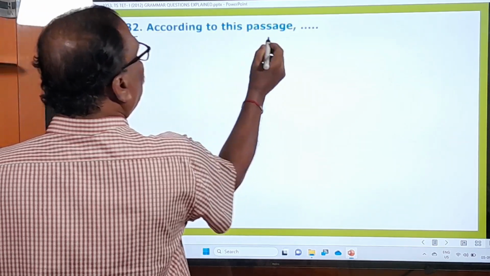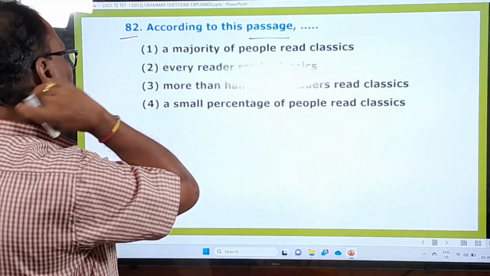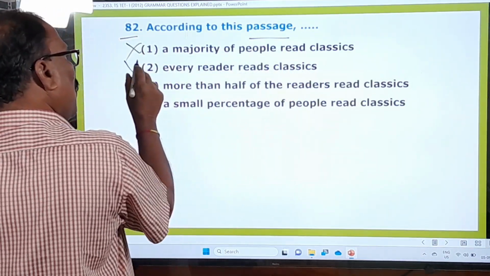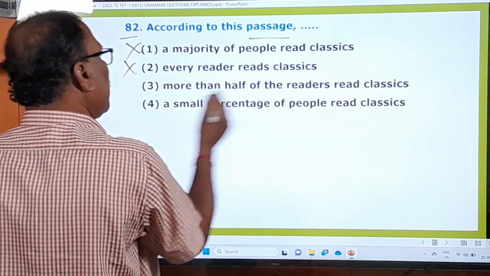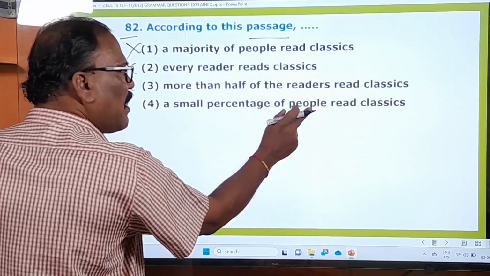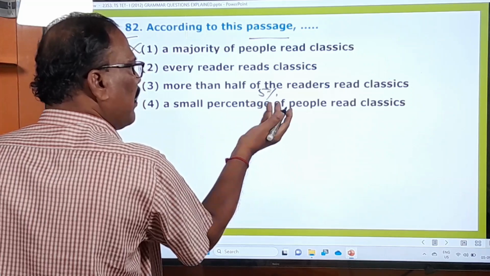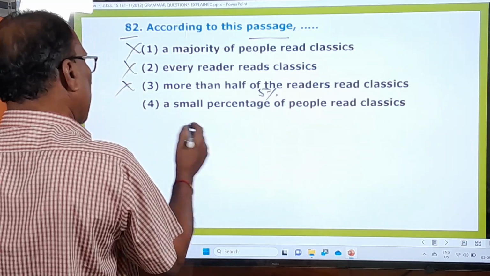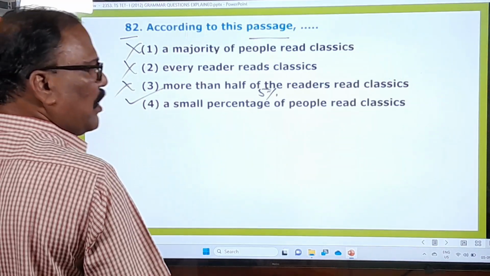The 82nd one. According to this passage, what is this? A majority of people read classics. No. Every reader reads classics. No. More than half of the readers read classics. No. A small percentage of people, that is 5%, you know very well it is mentioned in the passage, read classics. Right, this is the right one according to this passage.